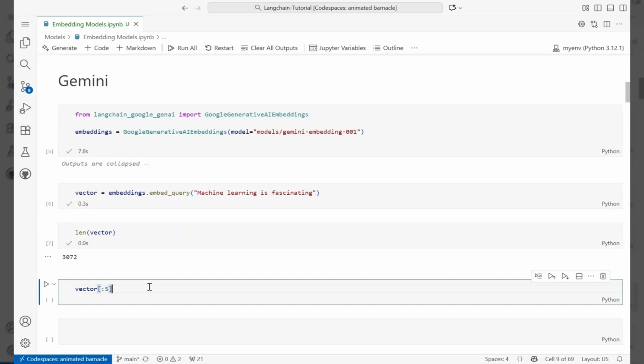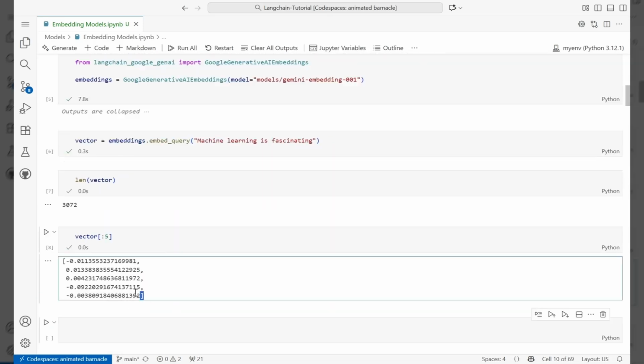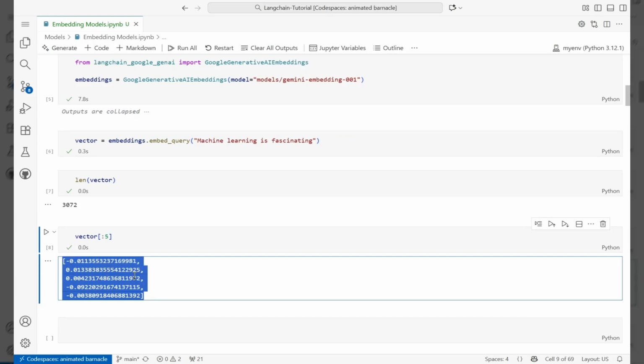And let me print just the first five. This just shows how a vector looks like. Similarly, I will have 3072 numbers, or 3072 dimensions, and it is with respect to the Gemini model. If you go to other models, be it OpenAI, Cohere, or Claude embedding models, they will have different embedding sizes.